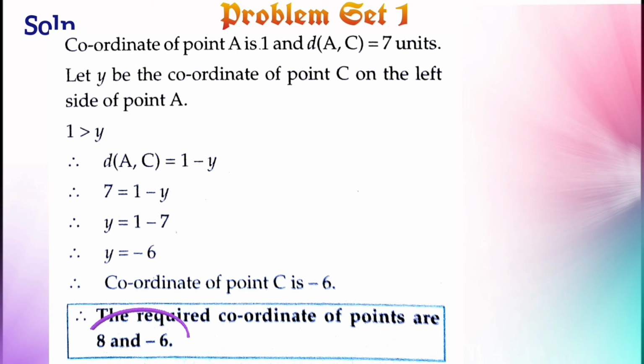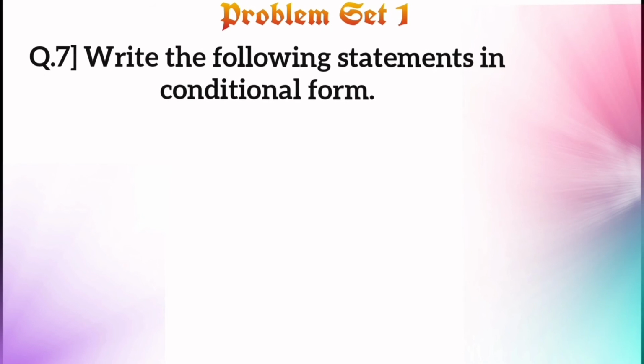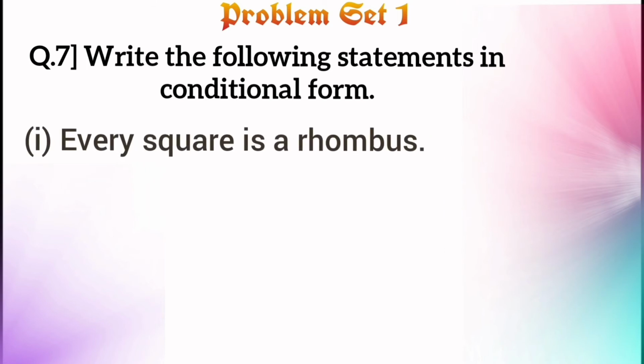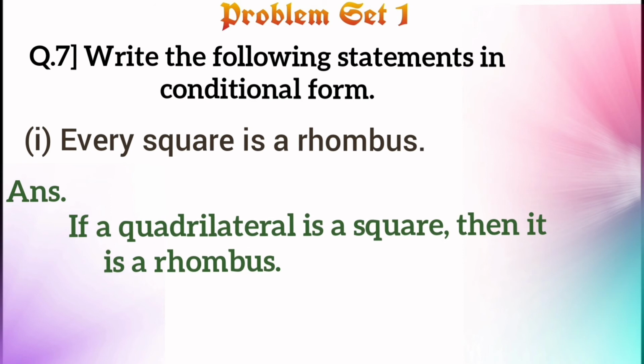So, question number 6 was also very easy, same as question number 4 and question number 5. See question number 7, write the following statements in conditional form. So, you all know what conditional forms are. We have to write the statements in if and then form. So first one is every square is a rhombus. So we have to write this in conditional form. So the answer for this is if a quadrilateral is a square, then it is a rhombus.